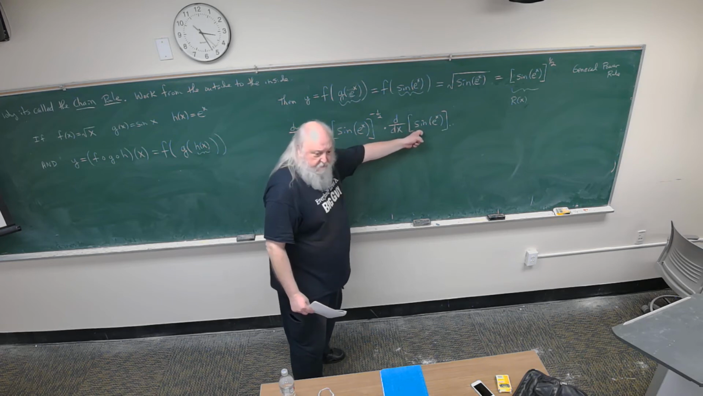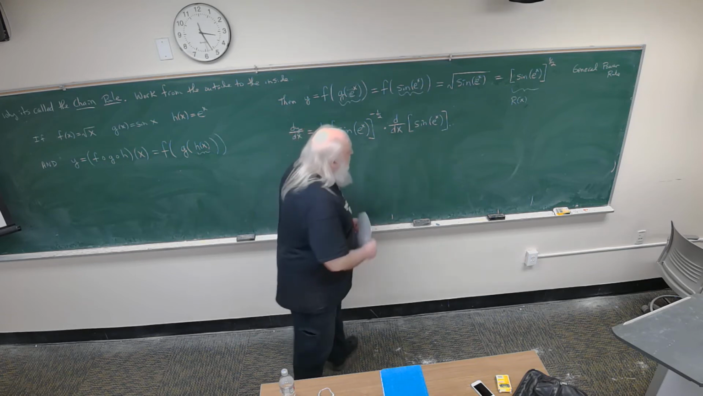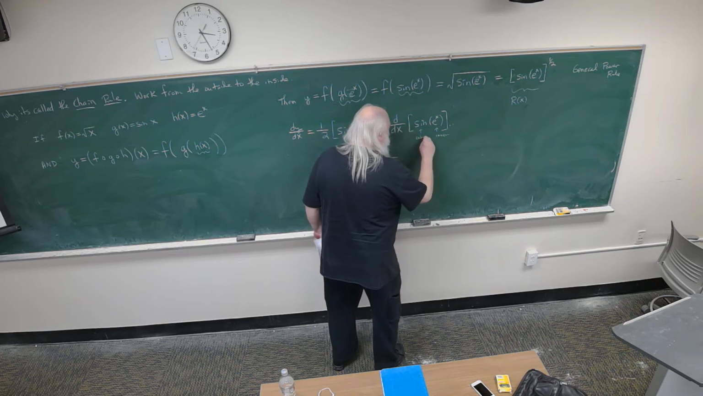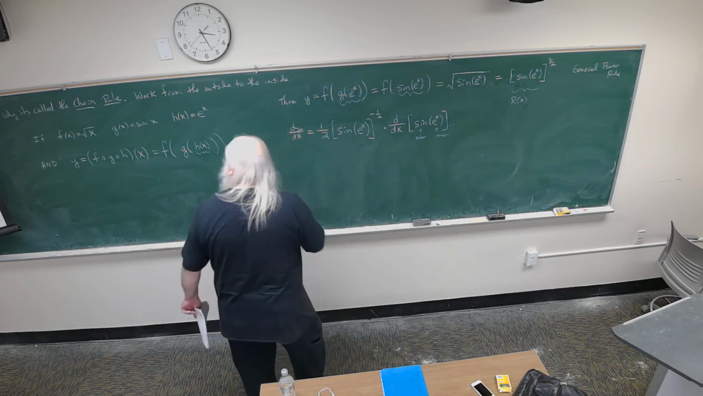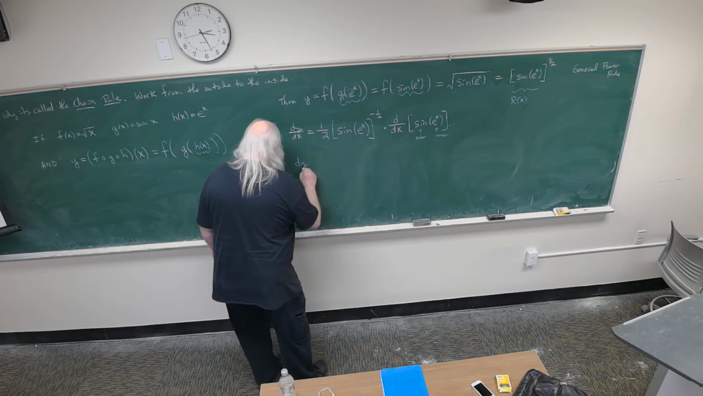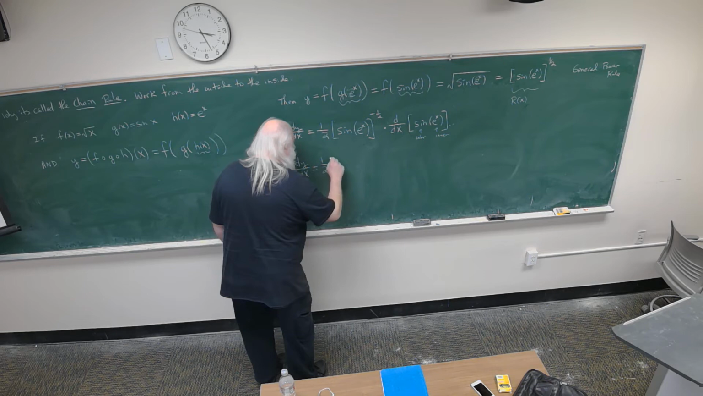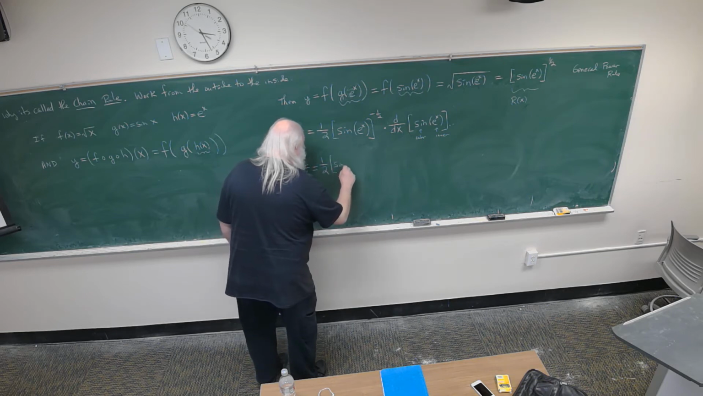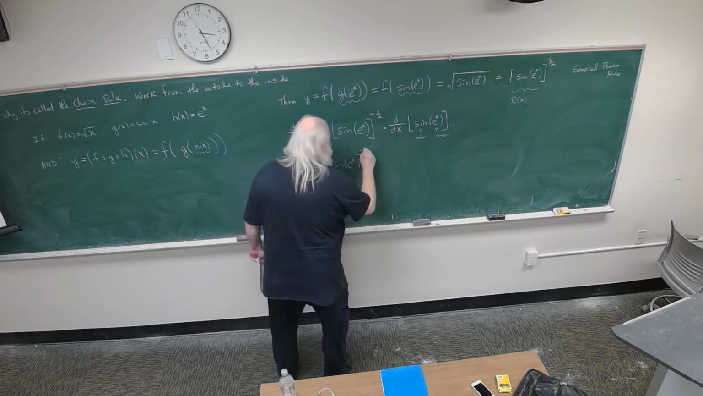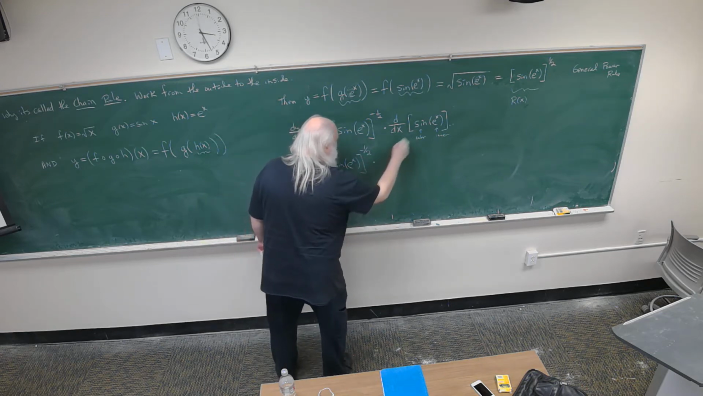To find this derivative, we've got to use the chain rule applied to the sine function, right? e to the x is the inner function. Sine is the outer function. And we just had it up here on the board earlier. So the derivative of y with respect to x is equal to 1/2 times the sine of e to the x raised to the minus 1/2 times this derivative.